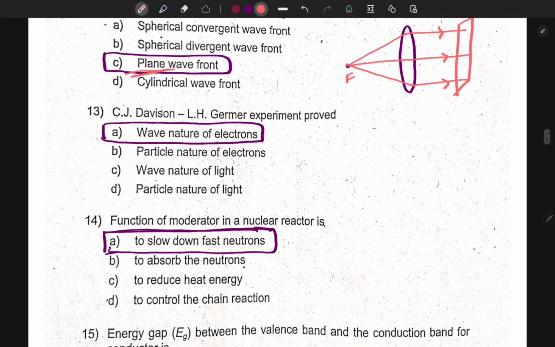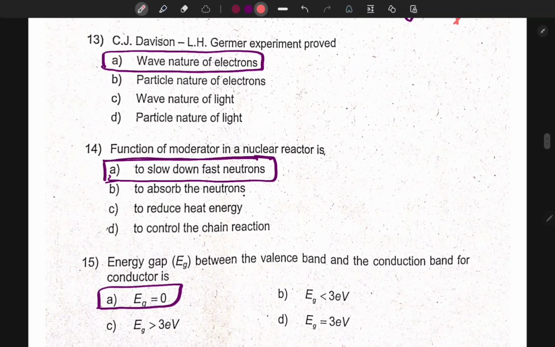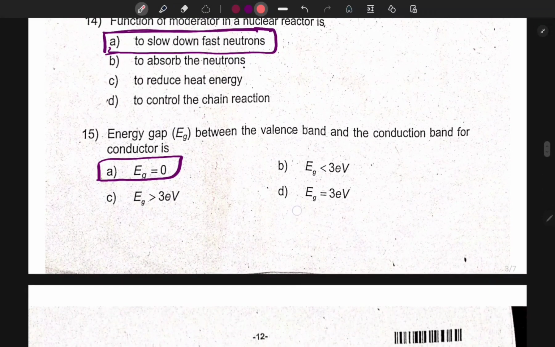Next, Davisson and Germer experiment proves wave nature of electron. Next, function of moderator in a nuclear reactor is to slow down fast neutrons, and some of the students, as I have observed, made a mistake here, so they have misunderstood this one. Some of the students have answered this one, to control chain reaction, actually it is A.